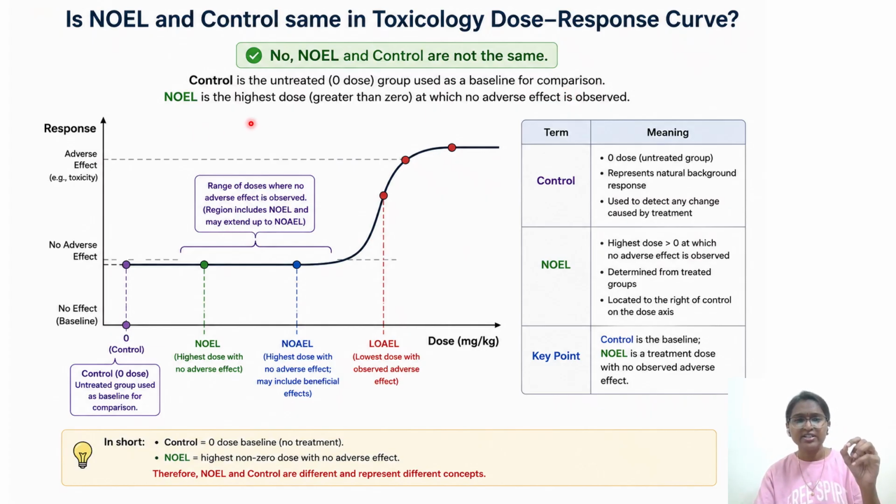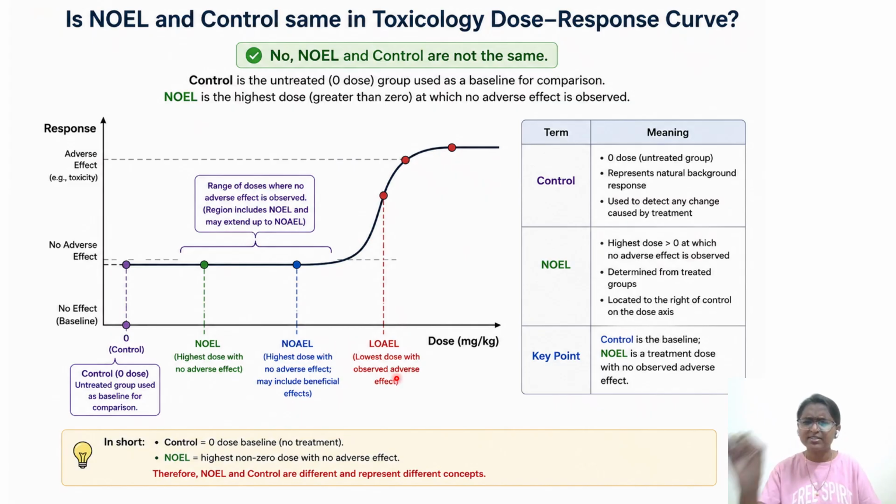NOAEL is the highest dose greater than 0, 0 increasing like 1, 2, 3, 4, or 5, 10, 50, 100 like that, at which no adverse effect is observed. So response, if you see, this is the adverse effect toxicity, no adverse effect, no effect baseline. This is the baseline. The previous graph you have seen only 2 points on this flat line, no? NOEL and NOAEL. Here we have purple color, that is control. Untreated group used as a baseline for comparison. And the green is NOEL, blue is NOAEL, and LOAEL.